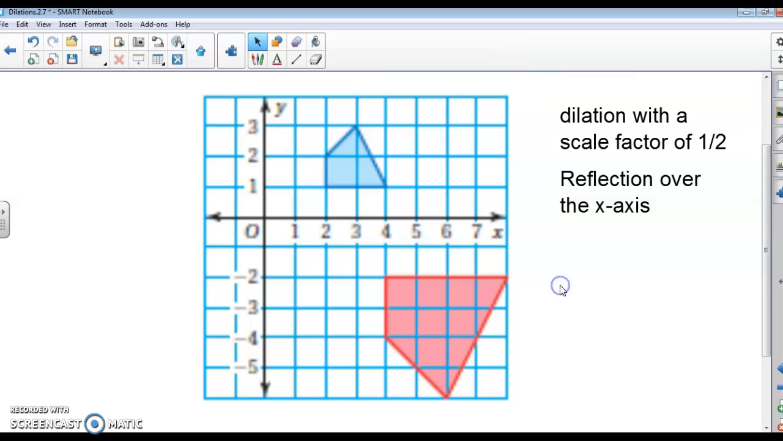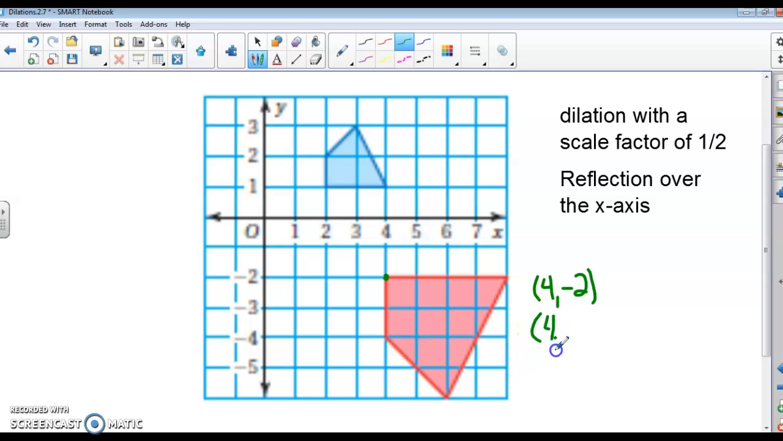Well, let's look at what our points would be now. Let's look at just one of these points. We have 4, negative 2. That is this point right here. We'll do 2 points just to make sure. And we also have 4, negative 4. So this point looks like it becomes this point, 2, 1. And then this point here looks like it becomes 2, 2.